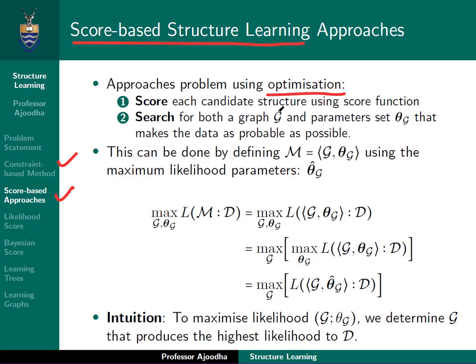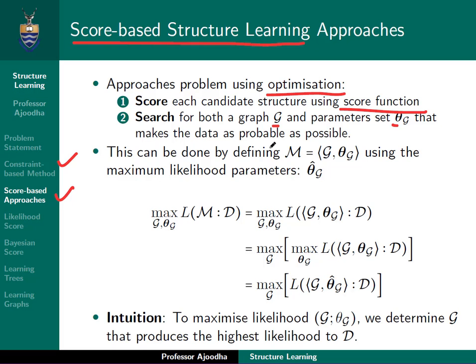Okay, so the idea here is that you can score candidate structures using a scoring function, and then search for the graph and the parameters that make the data as probable as possible. In other words, you score candidate structures using a scoring function, and then you search for the highest scoring graph structure with its respective set of parameters. And once you find the highest scoring graph structure with its set of parameters, then you're done. That's basically the procedure.